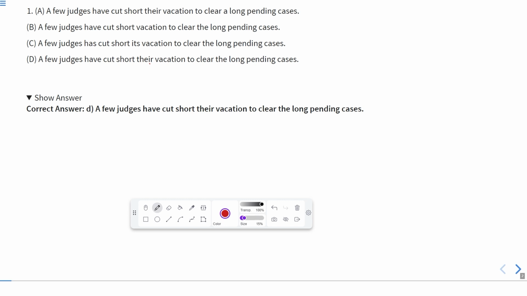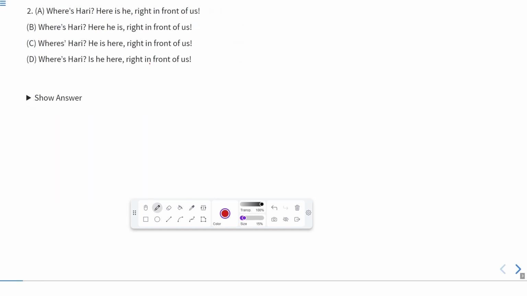Now let us move to the second question. Again 4 sentences are given to us, out of which we have to look for the grammatically correct sentence. Now let us read all the sentences one by one.